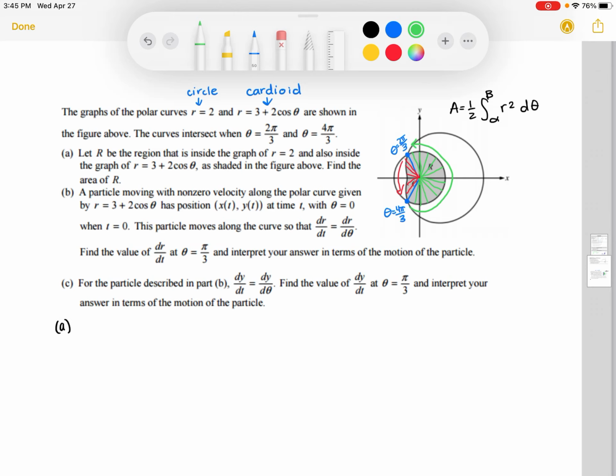So this is actually 2/3 of the area of a circle. So you could do 2/3 pi r squared, and r is 2, as the area for the green part, or you can do it as an integral if you can't tell that it's 2/3 of a circle. You can still do an integral. You can do 1/2, and then we're going from 4 pi over 3 to 2 pi over 3, but it's kind of weird to go from 4 pi over 3 to 2 pi over 3 because 4 pi over 3 is bigger.